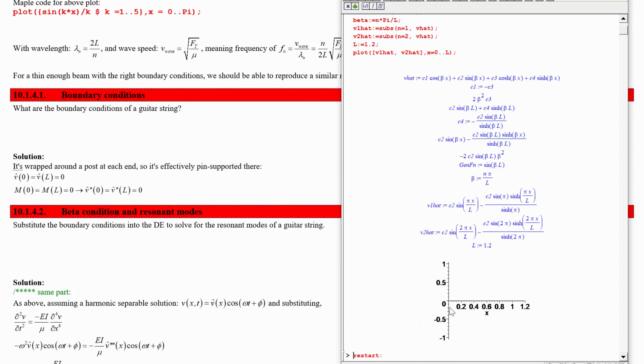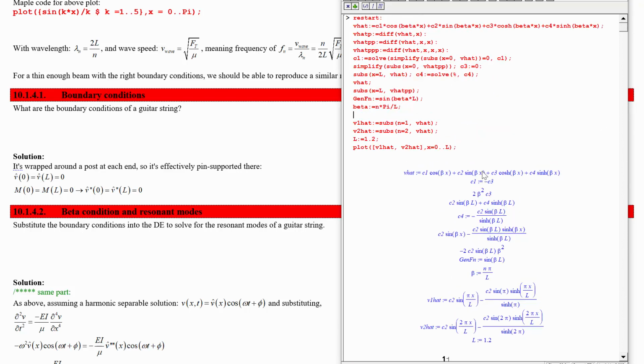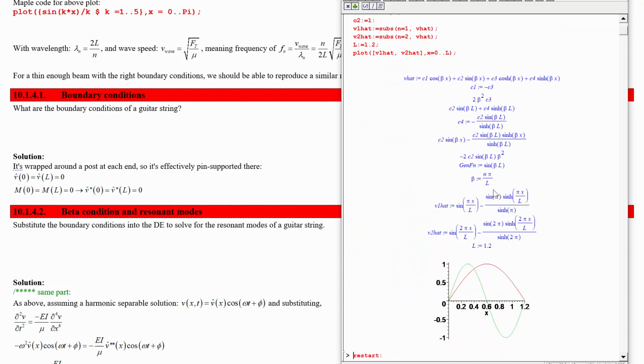Oh, that didn't work. It didn't plot because it doesn't know what C2 is. So we need to tell it what C2 is, and it doesn't matter. We can scale C2 however, so let's just say that it's equal to 1 at this point. And now we've got our two functions, and they look just like the guitar string modes. So for the pin at each end, we have the same thing going on as we did for the guitar.